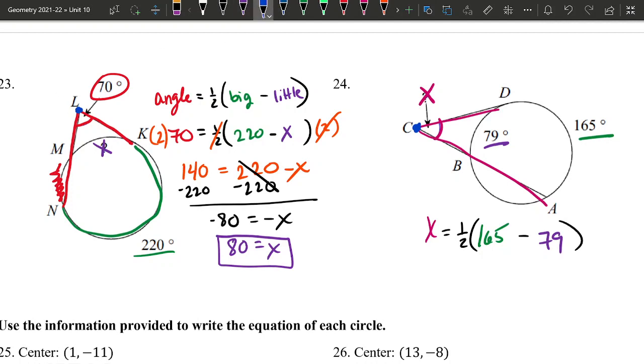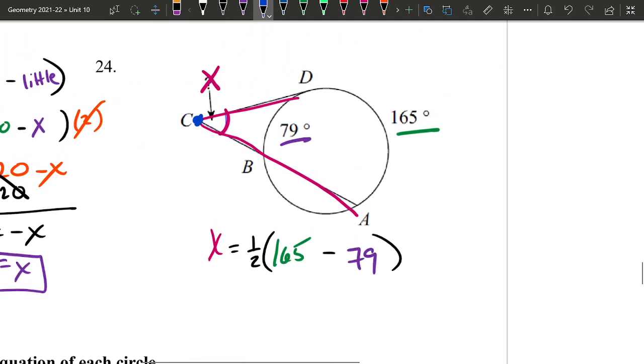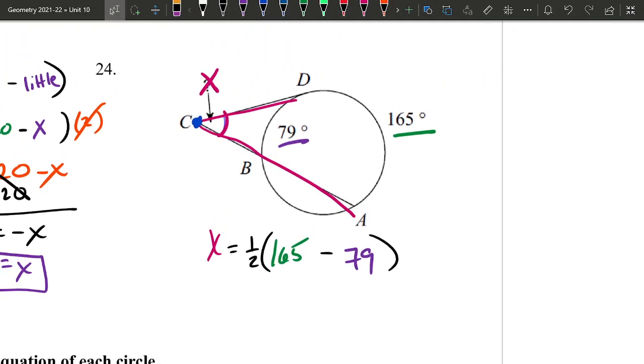All right, so all I have to do on this one is simplify because x is already by itself on the left. 165 minus 79 is 86. 1/2 of 86 is 43. So the angle x equals 43 degrees.